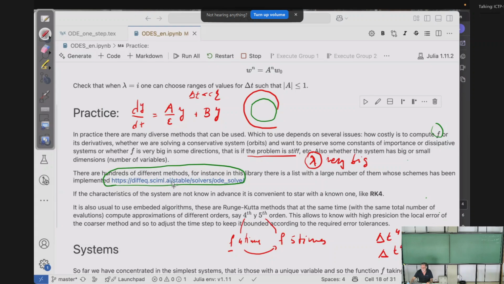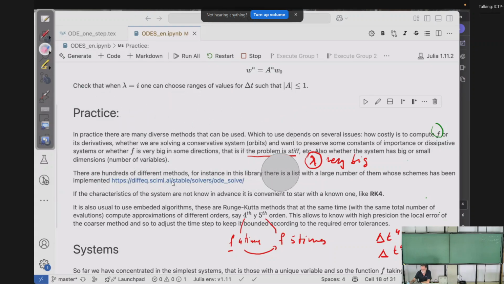This is a library in Julia which has many methods, all implemented in the same way, so you don't have to worry. You just say I want to use this method and it will produce the solution always in the same way. The end result will be similar. You can use it later, so this is very convenient.